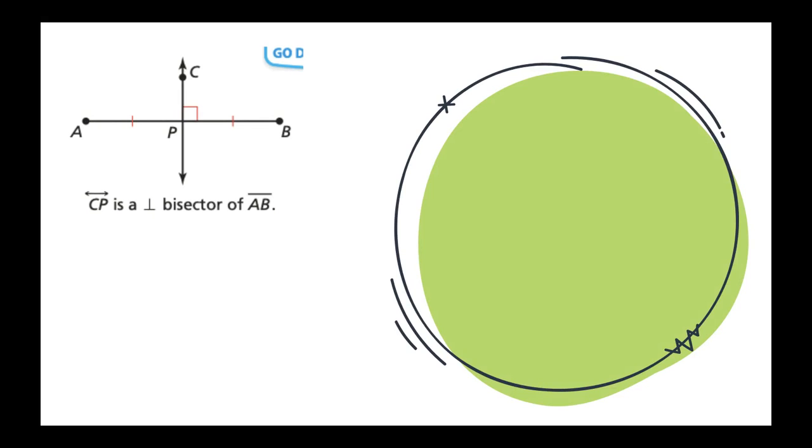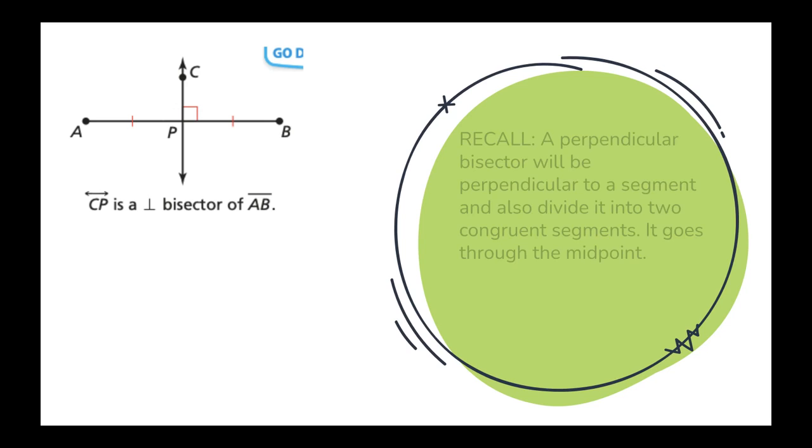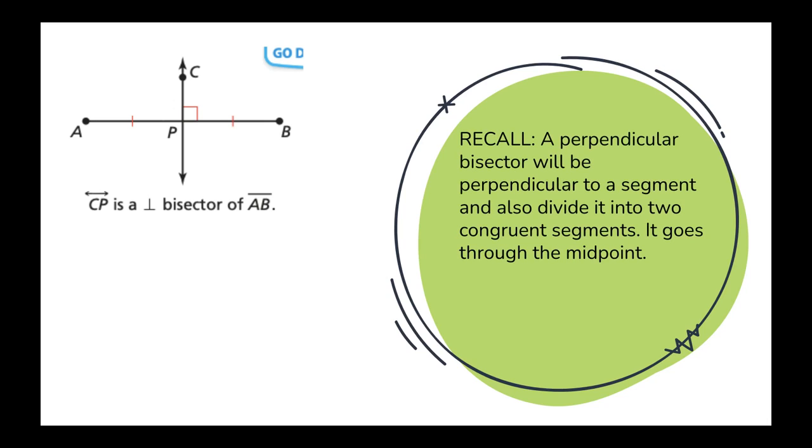Well, if you recall this picture here, you can see a diagram where we have a perpendicular bisector. If you remember from the past, a perpendicular bisector is going to be perpendicular to a segment and it divides it into two congruent segments. It also passes through the midpoint. So you know all of this information from knowing that you have a perpendicular bisector.